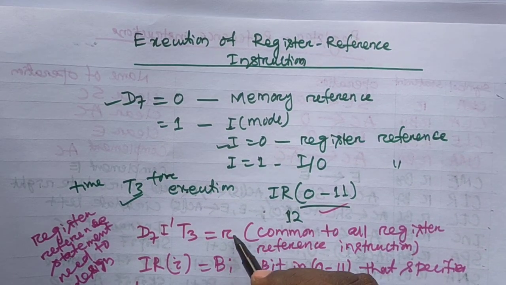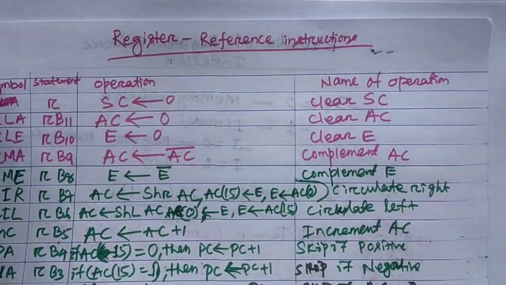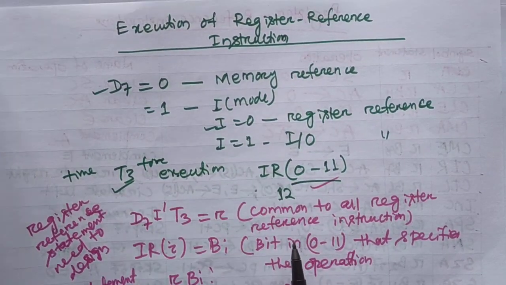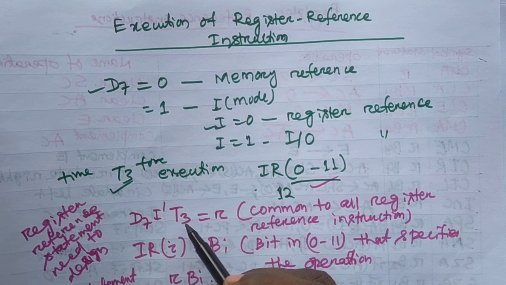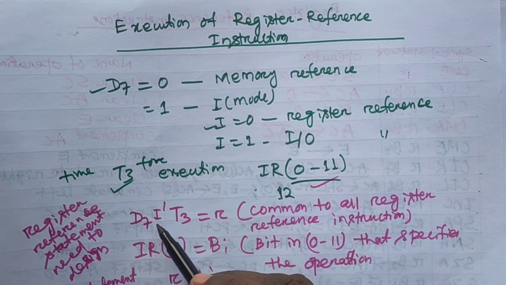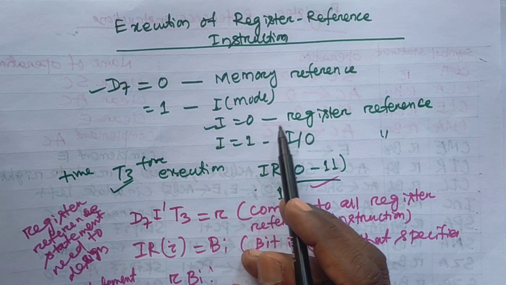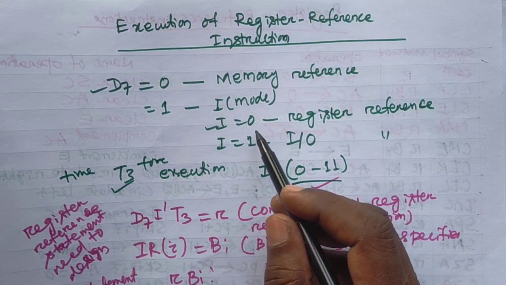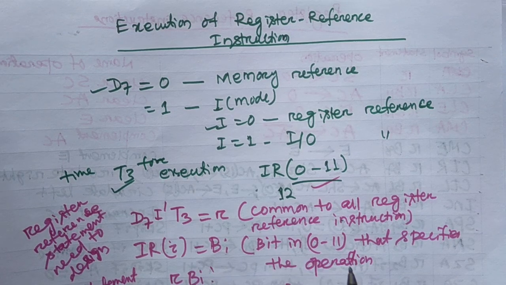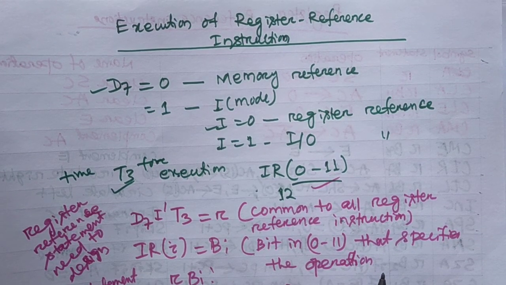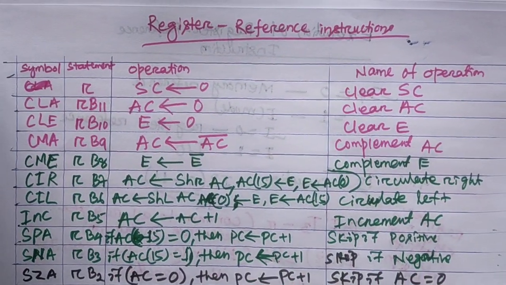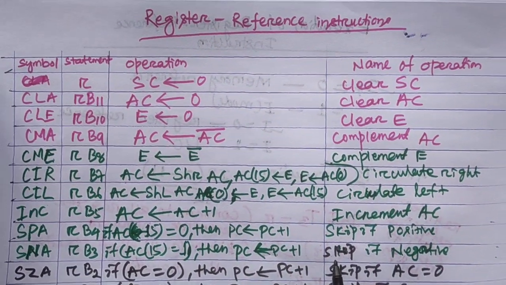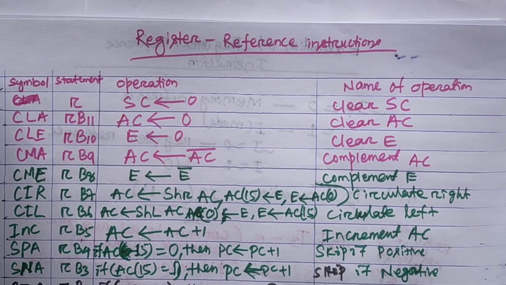It depends on this R, because we see the statement is defined with R and B. R is defined through what? It depends on the D7 value, the I' value and the T3 value. Why is it I'? Because I equal to 0 is register reference, since 0 means I complement. In this way we define or design the register reference instruction. It is one kind of concept of how to design a register reference instruction.